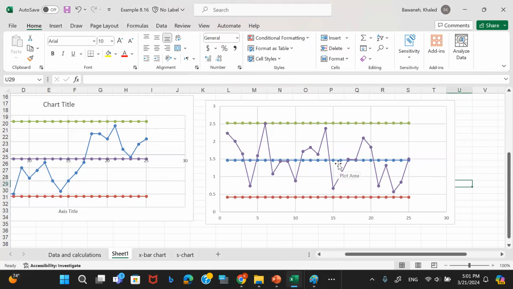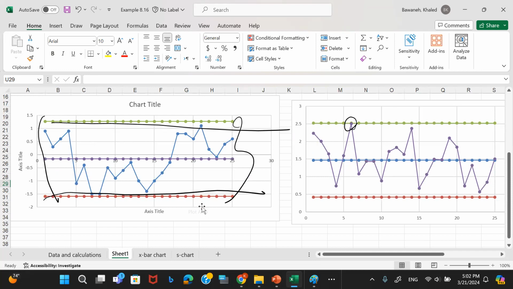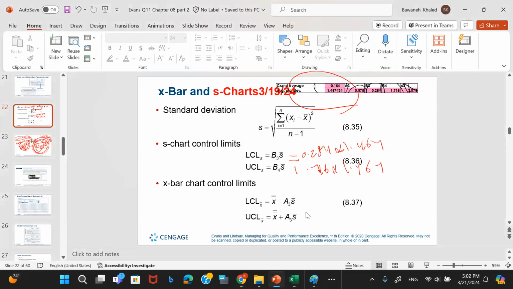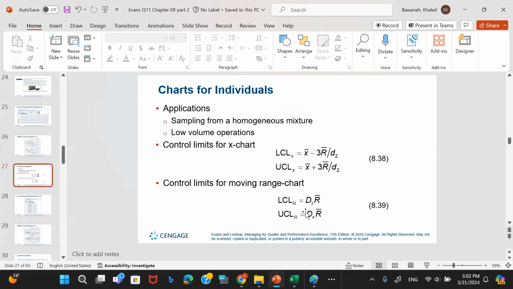Then I can see if my chart is in control. I think this point is out of control. Here, everything is in control. Indeed.